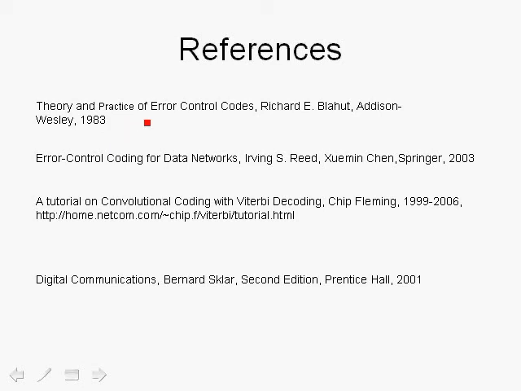One is, of course, Theory and Practice of Error Control Codes by Richard Blahut, and also Error Control Coding for Data Networks by Reed and Chen. We also have an excellent tutorial on the internet that you can get for free by Chip Fleming on Viterbi decoding. Chip also includes the full C implementation of a Viterbi decoder with soft decision mapping. This C code, of course, removes all ambiguity in terms of understanding the operation of the Viterbi decoder.